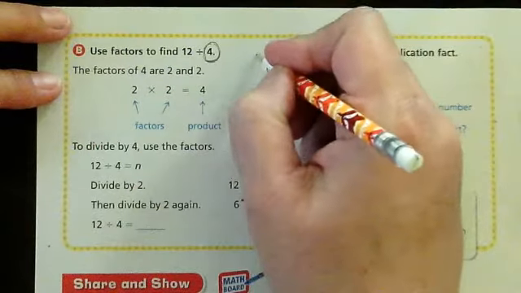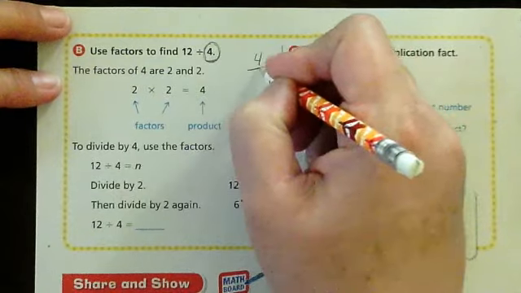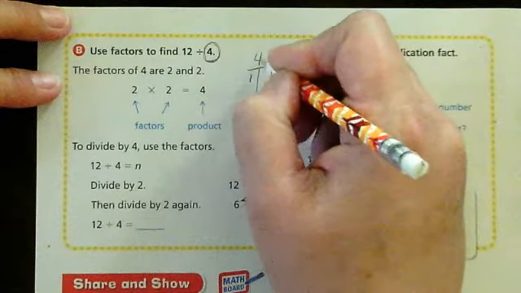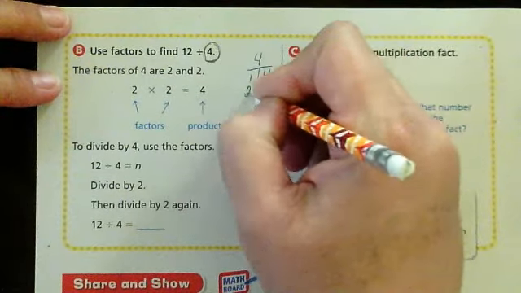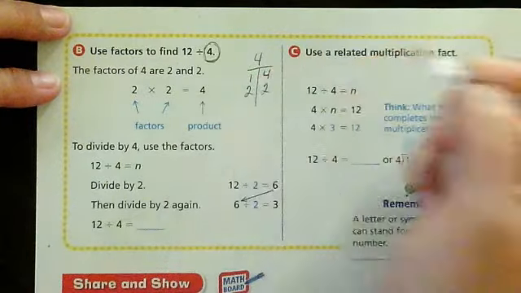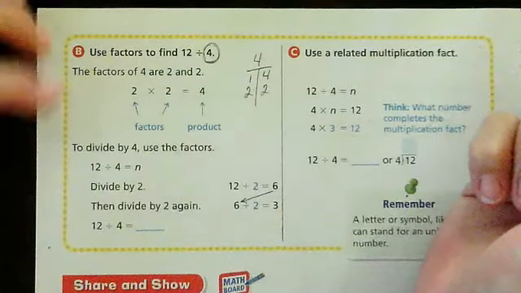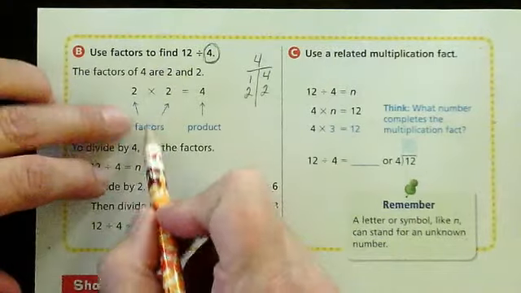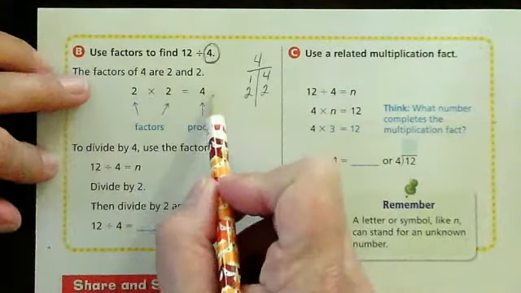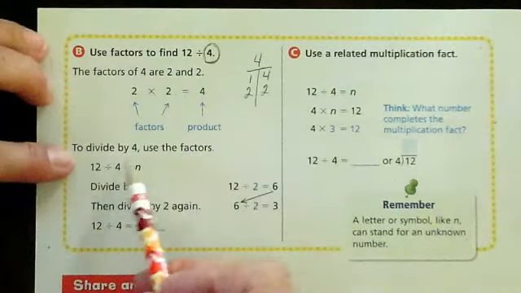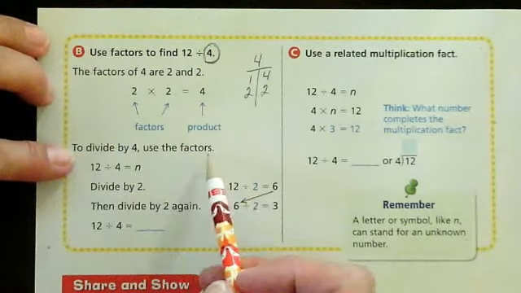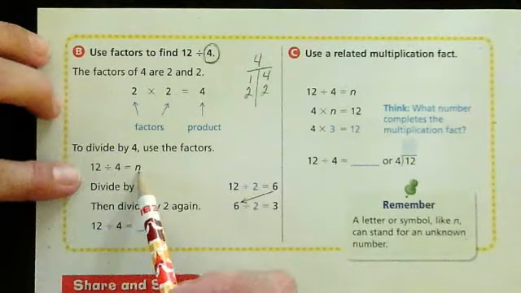So if I wanted to find factors of 4, I have 1 times 4 equals 4 and 2 times 2 equals 4. Those are my only factors. So the most logical ones would be 2 times 2 equals 4. Then divide by 4, use the factors. So 12 divided by 4 equals n.